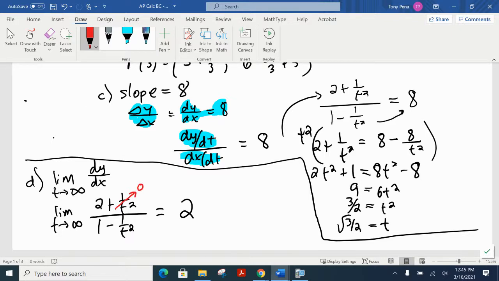You didn't hear him at home. He said 1 over a really big number. So think about 1 over 1 billion squared. He said it's going to get smaller and smaller and smaller. Same thing happens right here, right? This is just going to become a 0. 2 and 1 are constants. The limit of any constant is that constant. So all we really end up with is 2 divided by 1. Our limit ends up being a 2. Okay? Good.